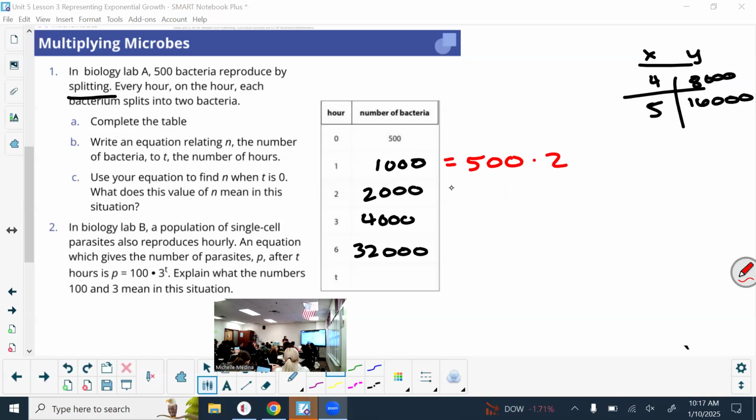And then what did we do to get 2,000? We did 1,000 times 2, or in other words, we did 500 times 2 times 2. Because this right here was 1,000, and then we're timesing the 2 again. In this one, what math did we do?